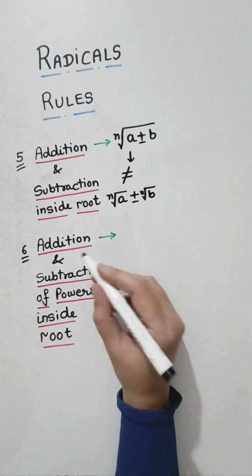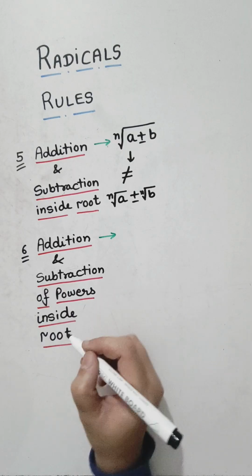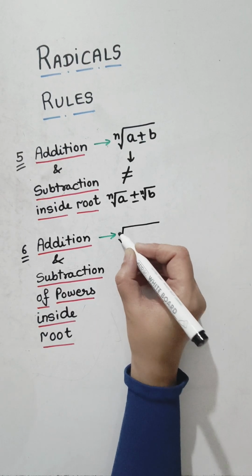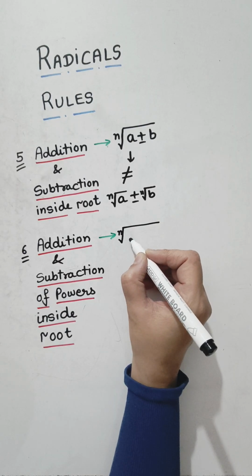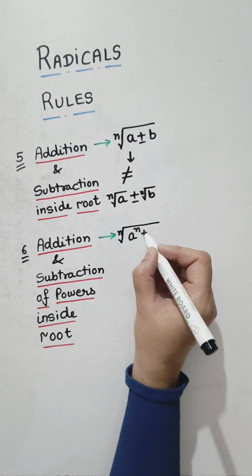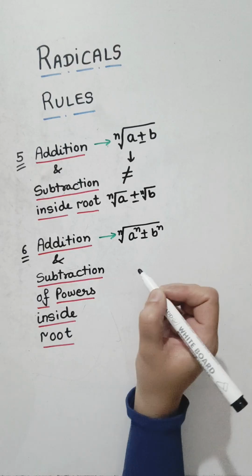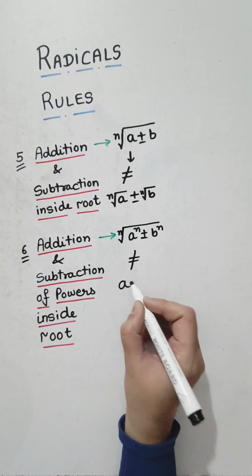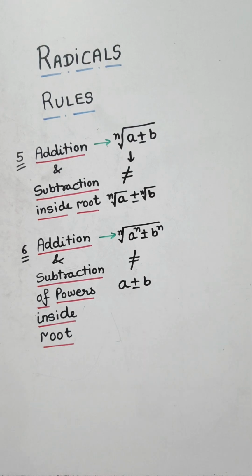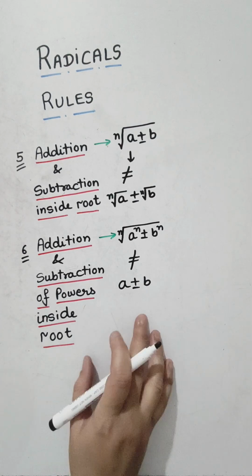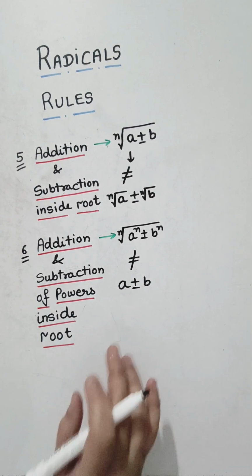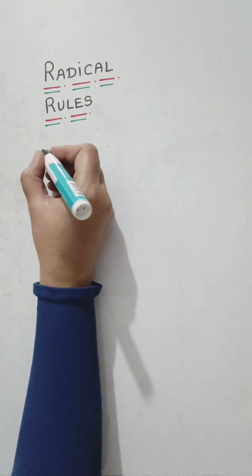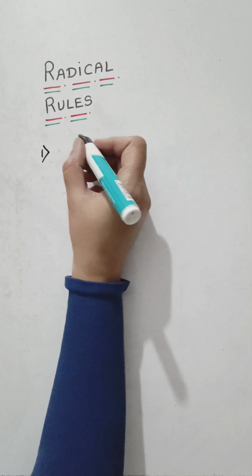Now addition and subtraction of powers inside root. That means if the question is nth root of a raised to power n plus minus b raised to power n, that is never ever equal to a plus minus b. Okay, so now let us do some examples of radicals. So first example is you have to solve this thing.